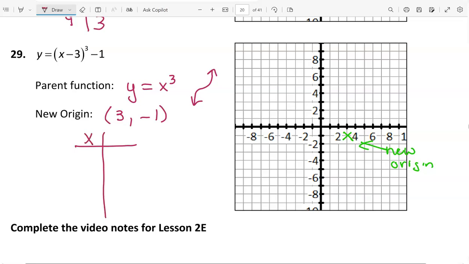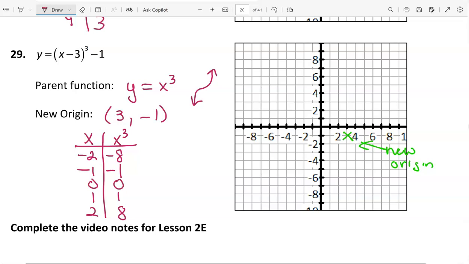To graph the rest of the function, we can create a table of values for y equals x cubed. When you are cubing, we need to consider a couple negative values, 0 and a couple positive values. -2 cubed is -8, -1 cubed is -1, 0 cubed is 0, 1 cubed is 1, and 2 cubed is 8. So now we can graph these points from the new origin.